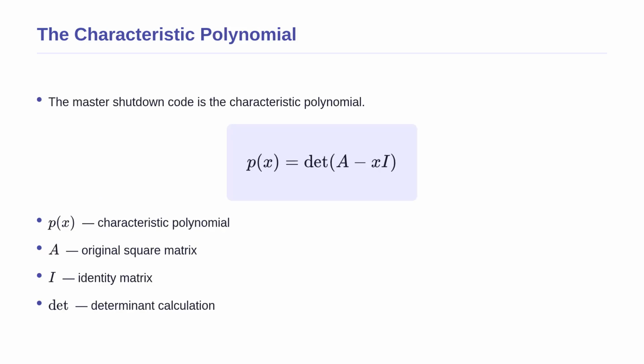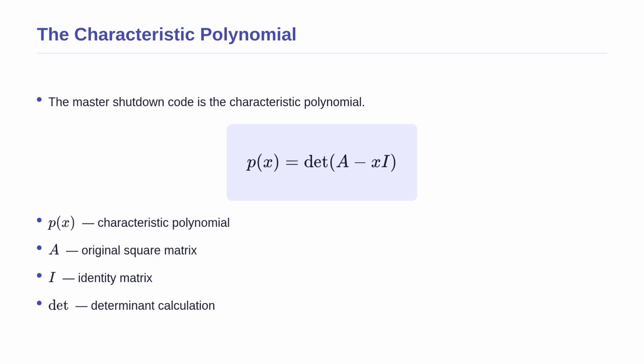Before we find the shortest sequence, we need the master code. This formula gives us the characteristic polynomial, which is guaranteed to shut down the matrix. Conceptually, it comes from subtracting a variable from the diagonal of our matrix and calculating its determinant. Let us break down the symbols.